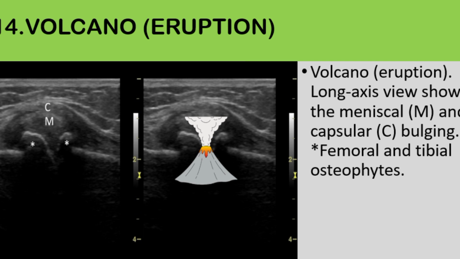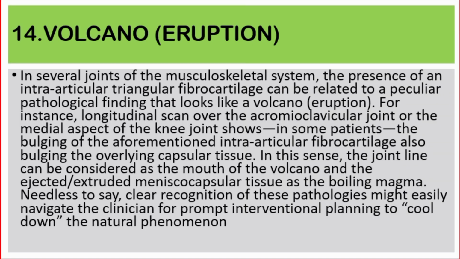In this sense, the joint line can be considered as the mouth of the volcano and the ejected and or extruded meniscocapsular tissue as the boiling magma. Needless to say, clear recognition of these pathologies might easily navigate the clinician for prompt interventional planning to cool down the natural phenomena.